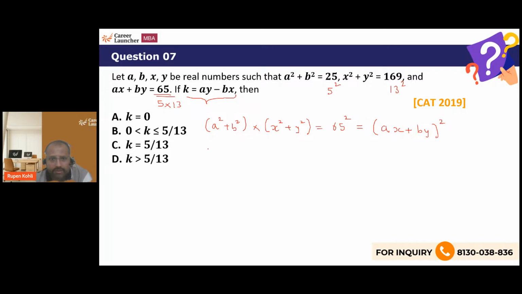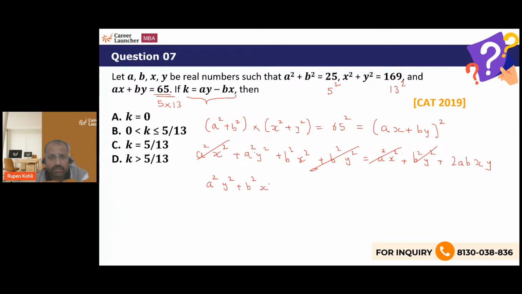The LHS, if I just multiply all these terms, I'm getting a square x square plus a square y square plus b square x square plus b square y square. And that equals this whole square, (ax plus by) whole square, which is a square x square plus b square y square plus twice of their product, 2abxy. All right. So a square x square cancels. b square y square also cancels. And I'm left with a square y square plus b square x square. And if I take this term over here, minus 2abxy equals 0.